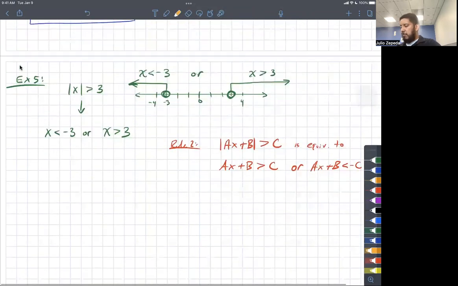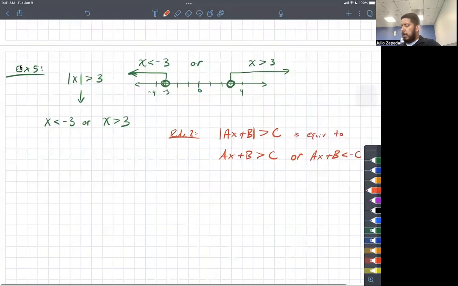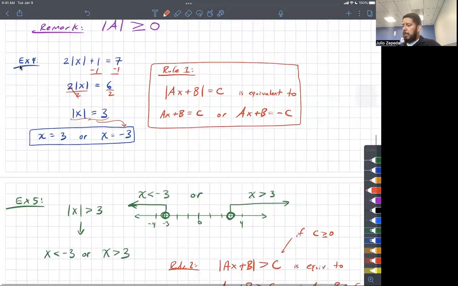And this rule, I guess we could say, applies if c is greater than 0, let's put, or equal to. Same thing here. This rule really applies if c is greater than or equal to 0.